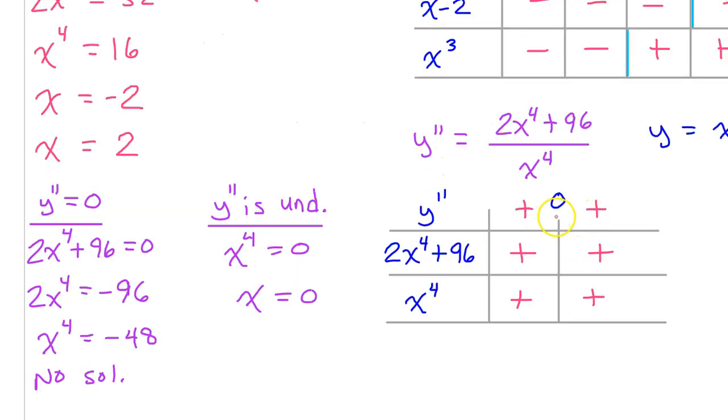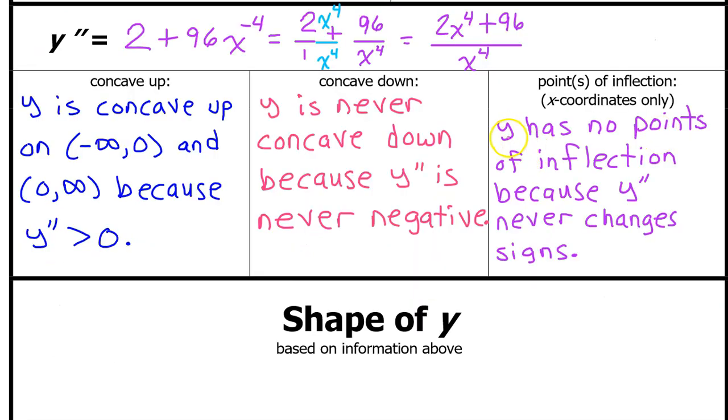Y will have a point of inflection wherever y double prime changes signs. However, y double prime does not change signs. And actually, we should be careful here. Even if y double prime did change signs right here, it still wouldn't be a point of inflection because our only critical value here is a place where y double prime is undefined. And an undefined value cannot be a point of inflection. We say y has no points of inflection because y double prime never changes signs.